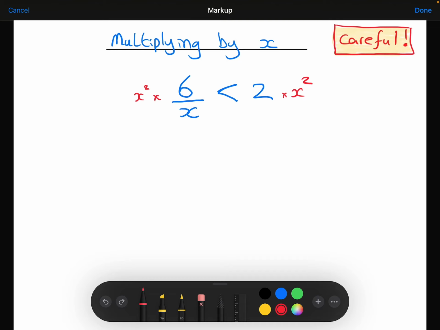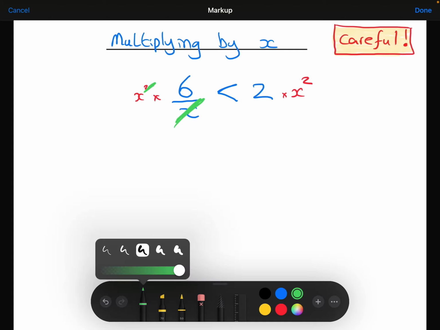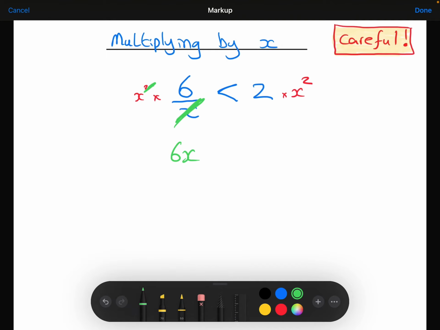On the left-hand side then, I've got x squared times 6 over x. All these would cancel out and I would just get 6x. On the right-hand side, I've got 2x squared. I'm now going to divide both sides by 2 to make these numbers a little bit smaller and easier. This is a quadratic, so I'm going to subtract 3x from both sides. I'm then going to factorise to find the roots.